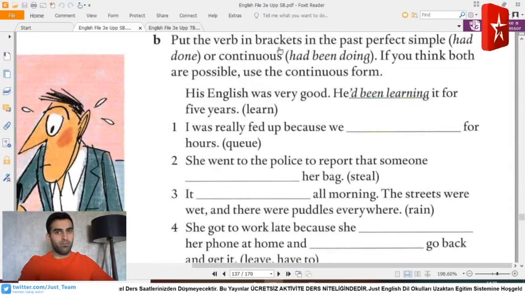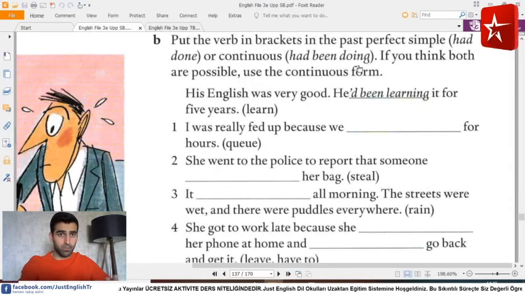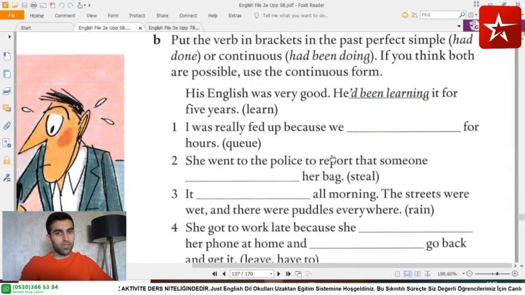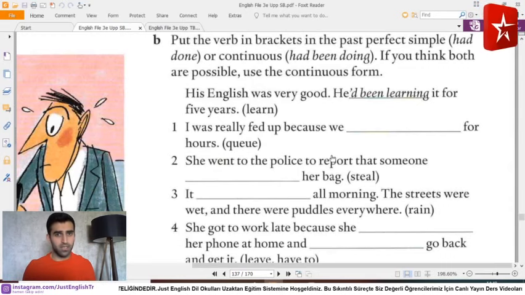Put the verb in brackets in the past perfect simple, like had done, or continuous, had been doing. If you think both are possible, use the continuous forms. So we will choose just two tenses: past perfect or past perfect continuous.